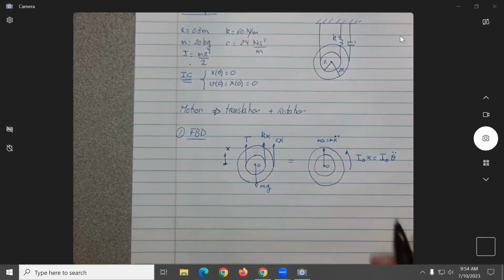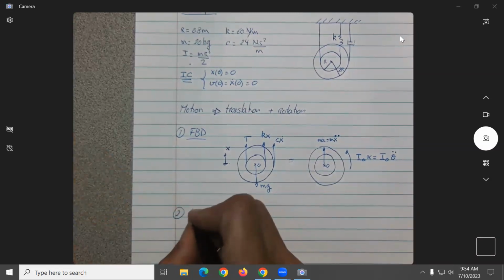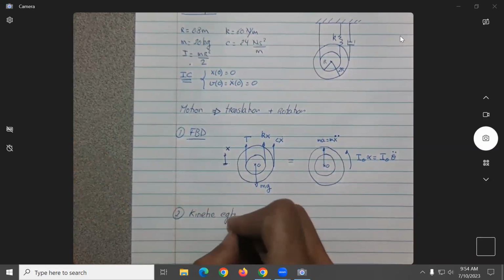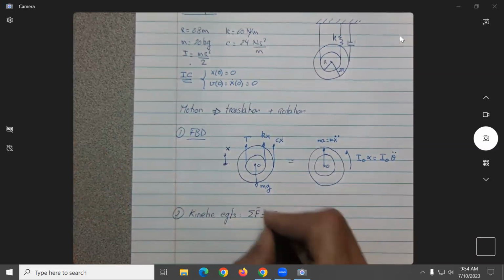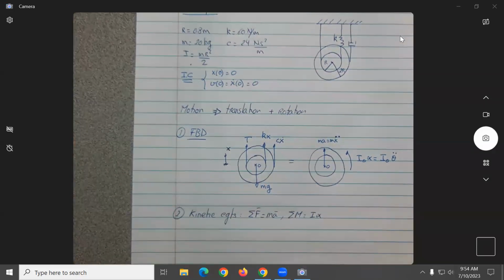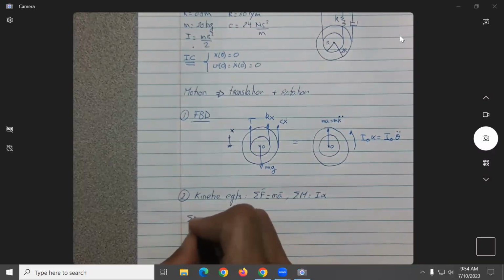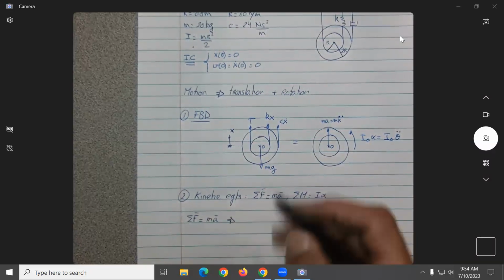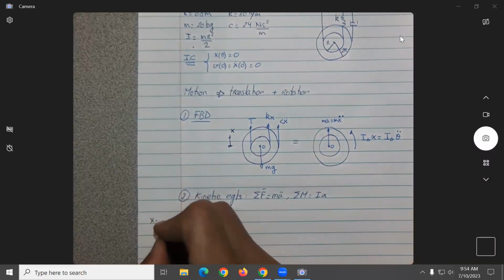So now step 2 is what? Kinetic equations, but basically would be Newton's equations, no? Because there is translation, we need to apply summation of forces equals MA, and because there is rotation, we need to apply summation of moments equals I alpha. So let's start with summation of forces equals MA. In this case, we only need to apply it in one direction, no? Only on the x direction. Maybe let me put it here, x direction.